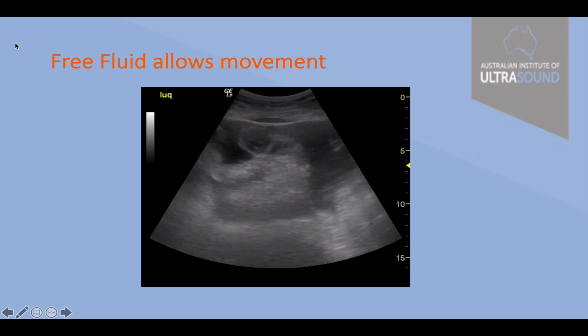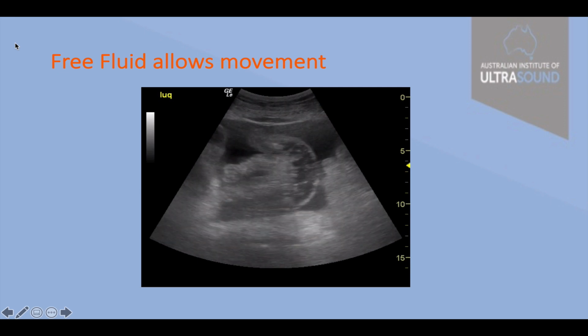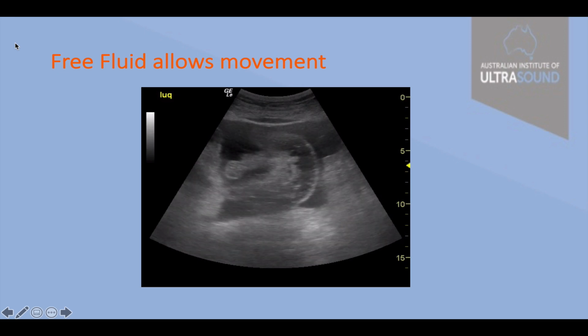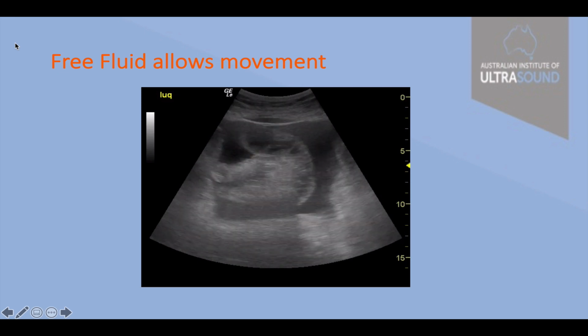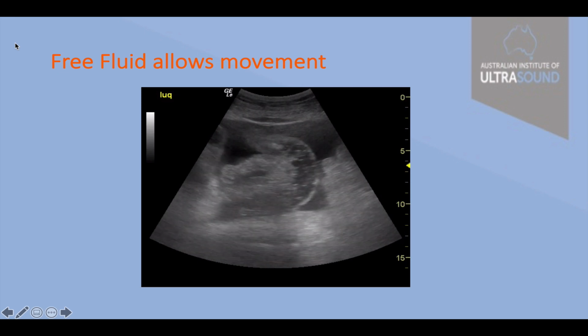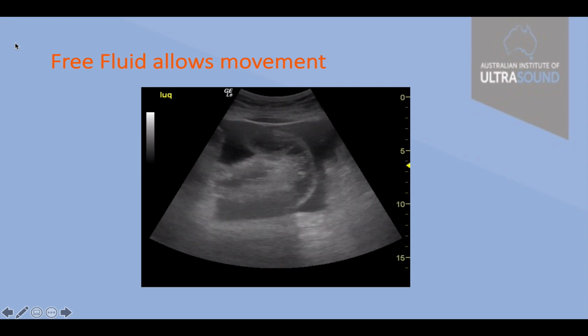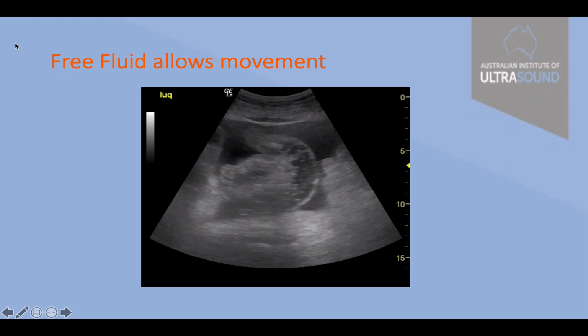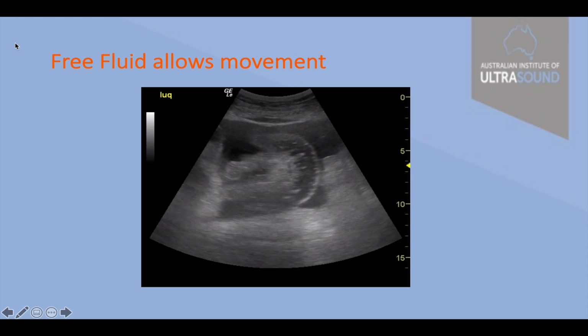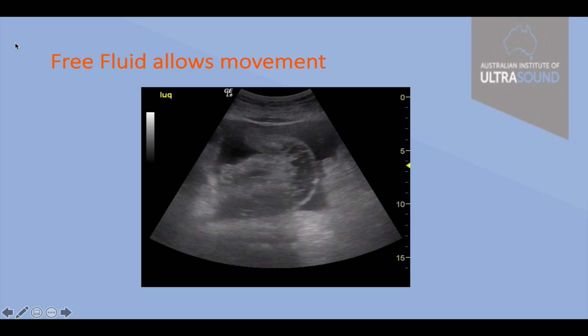Another thing about free fluid or any fluid is that it yields easily to pressure. And so as you can see here, we have a loop of bowel floating very freely in some free fluid. And as you watch how gently it undulates side to side, you can guess that the fluid it's sitting in is not viscid or thick. It's probably a thin transudate.